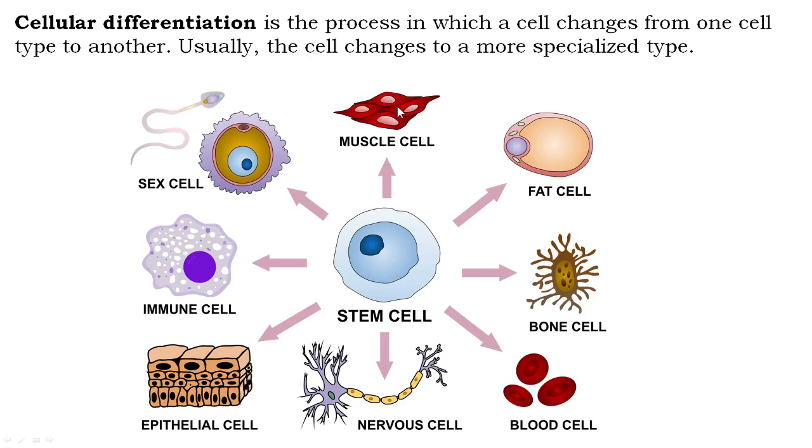A cell changes into a more specialized type, with a special structure and special function. So this is cell differentiation.